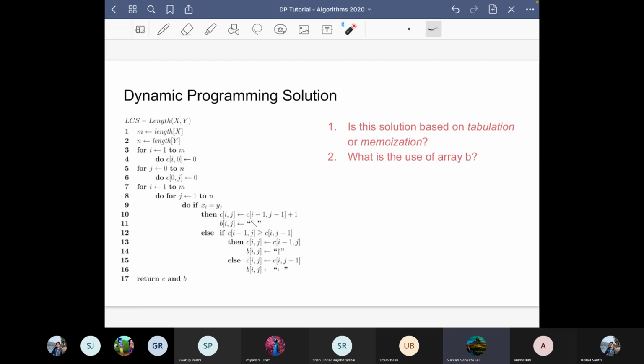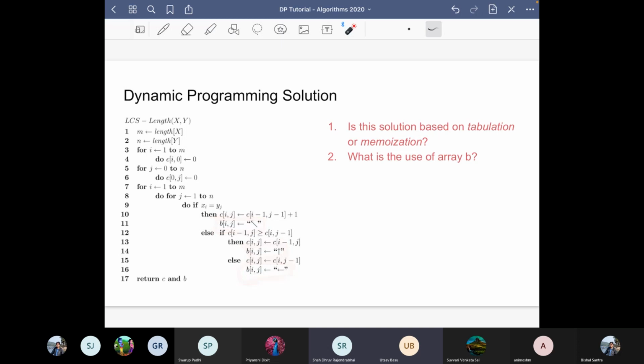So can you tell me whether this particular solution is tabulation or memoization? Sir, I think it is tabulation. Right, because we are going from bottom up, and I explained the matrix C here. So can you see there is also another matrix called B that is being filled up here and here and here? Can you tell me what is the use of that matrix? Yes, it will show the directions from where we have to go from 0,0 to n,n.